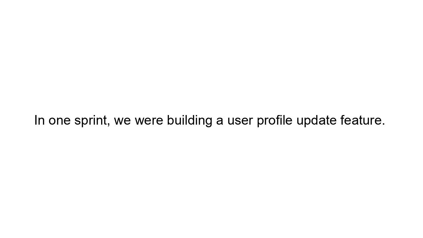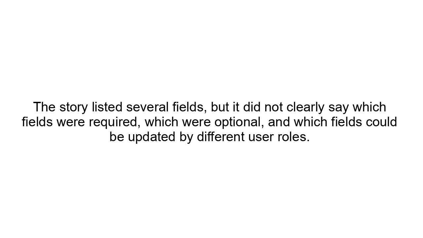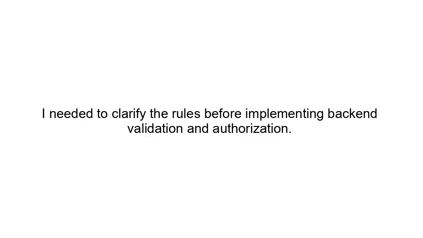Example 2: clarifying required and optional fields. Situation: in one sprint, we were building a user profile update feature. The story listed several fields, but it did not clearly say which fields were required, which were optional, and which fields could be updated by different user roles. Task: I needed to clarify the rules before implementing backend validation and authorization.